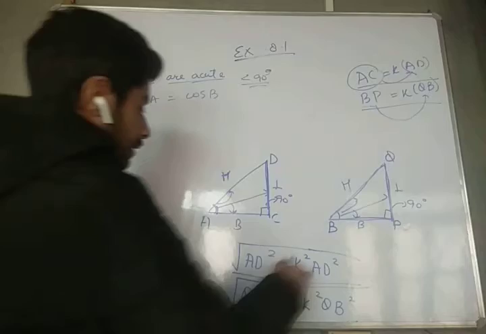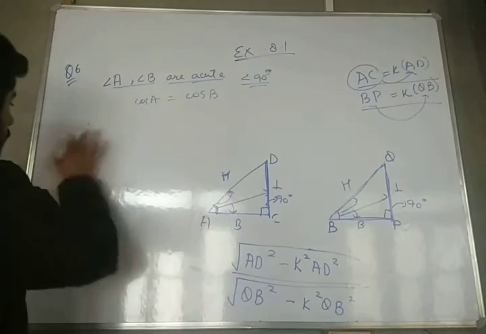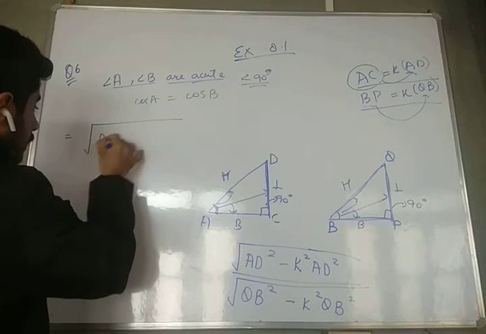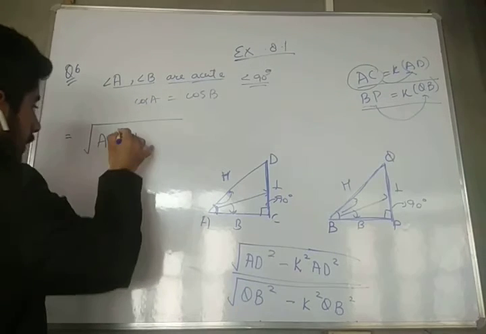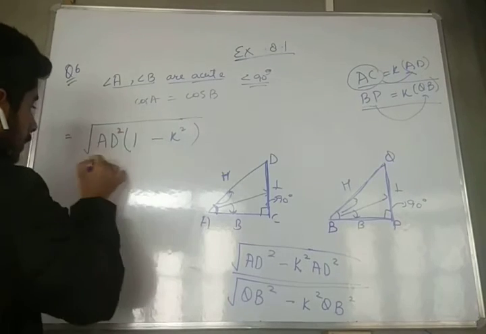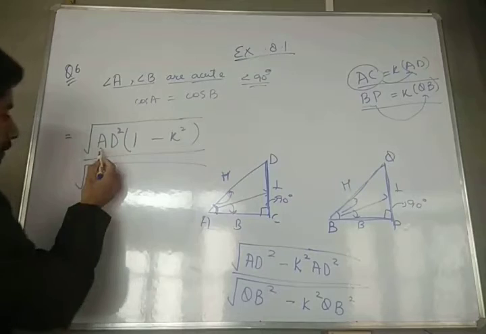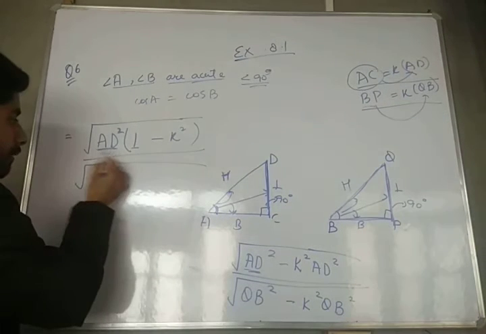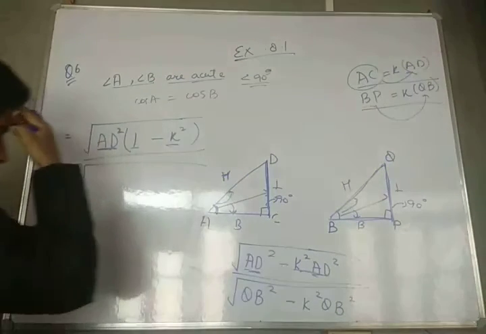See, we can take this AD square common. It will be like this: AD square times (1 minus K square) divided by this QB, because when we multiply this AD square with 1, it will be AD square, and when we multiply this AD with K square, it will be K square times AD square.